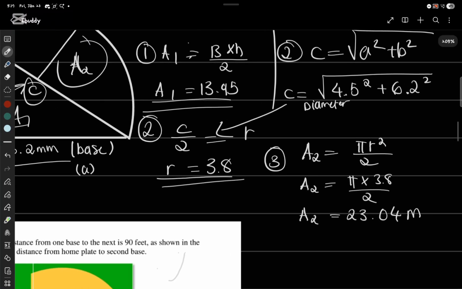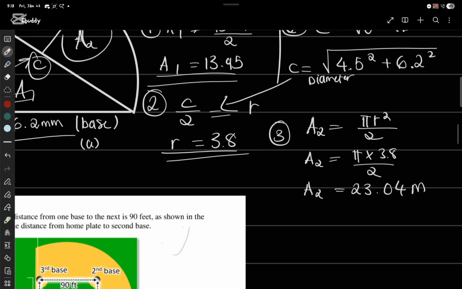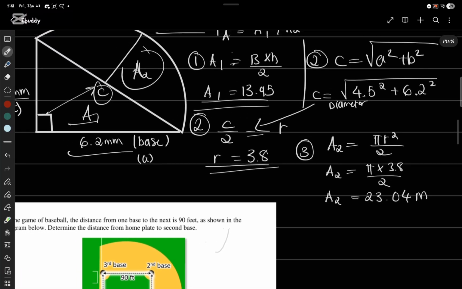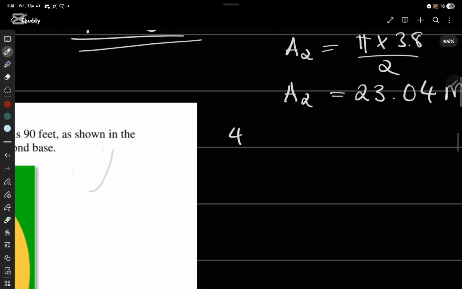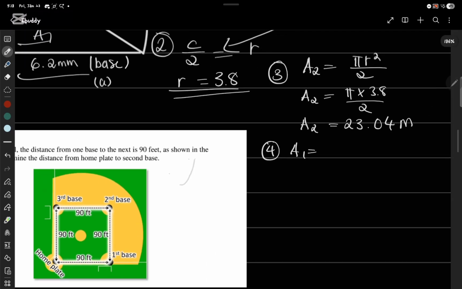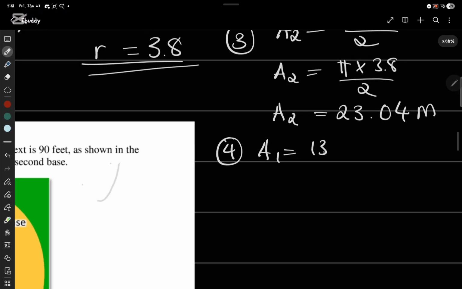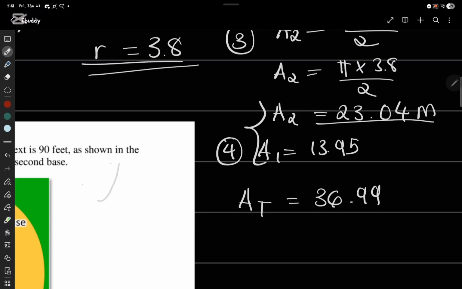So you have both of your areas. So we can just plug it into the original formula for total area equals area 1 plus area 2. Okay, so we got area 1, which is around 13.95. And then area 2 is that. So area total, you add those two values together, which gives you 36.99, round it up to 37.